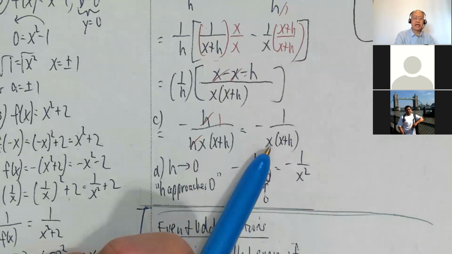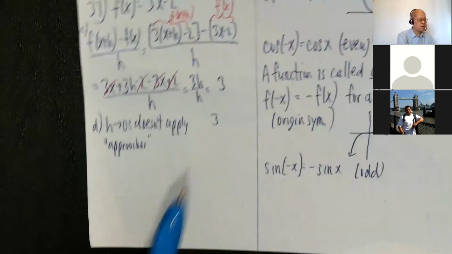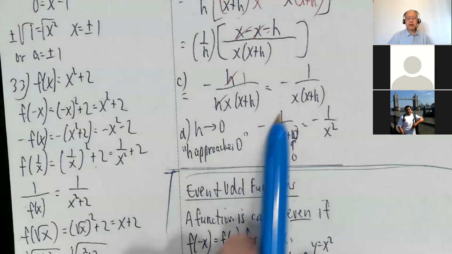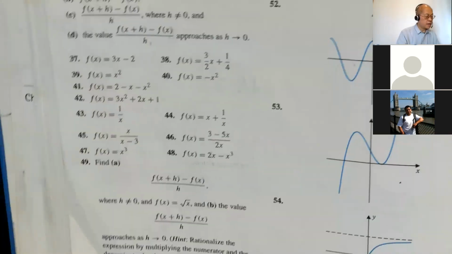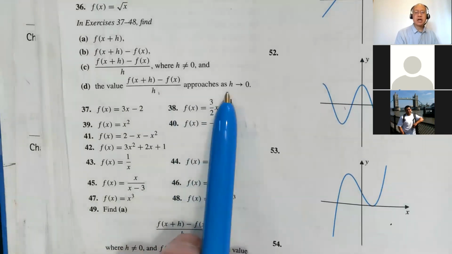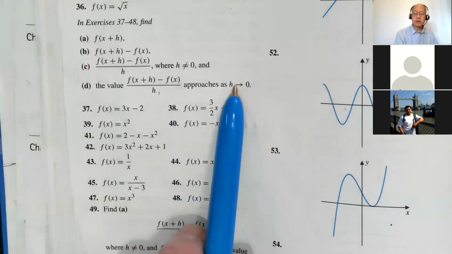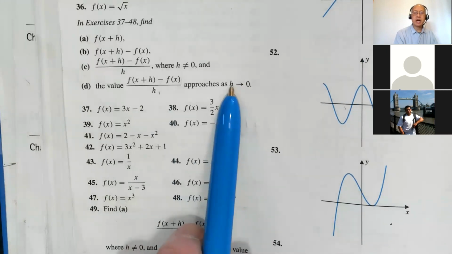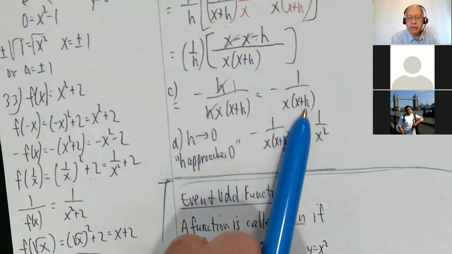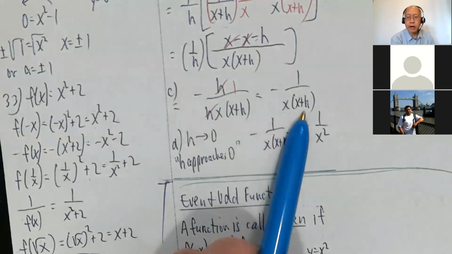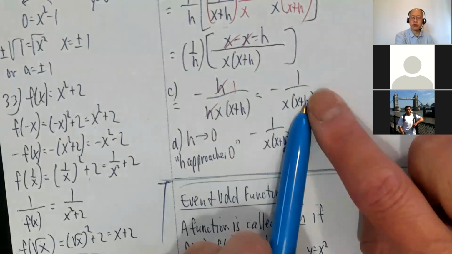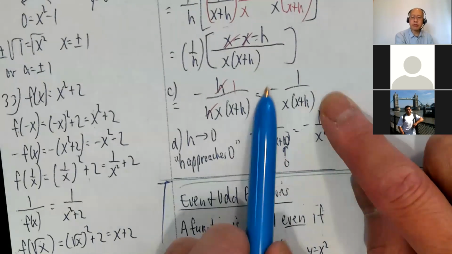Now this expression has an h, which was not true over here. All the h's canceled out. I just had 3. So now part D is meaningful. It says, what's the value of this mess as h approaches 0? So the arrow means approaches. You'll be seeing that symbol a lot in calculus. H approaches 0. So when h gets really, really small, gets close to 0, 0.1, 0.01, 0.001, you pretty much just ignore this. Okay.